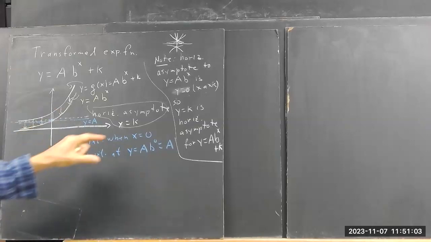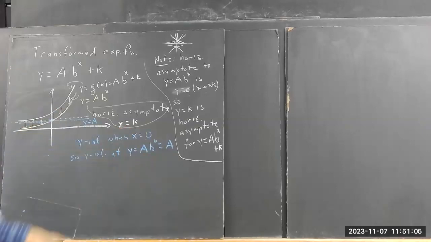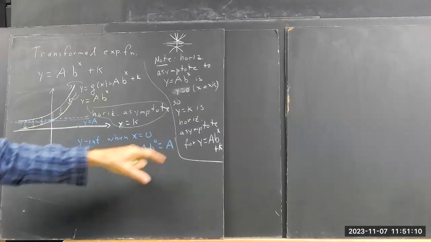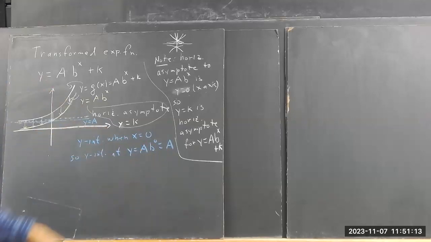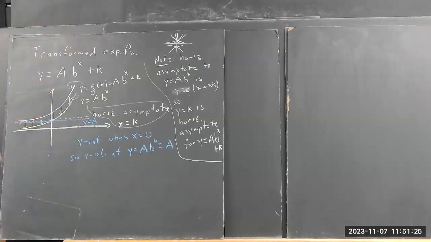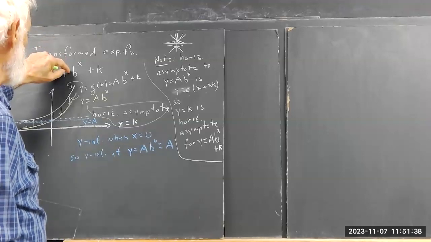The y-intercept occurs when x equals 0, and since b to the 0 equals 1, y equals a on the horizontal asymptote. I'm sorry, on the y-intercept. So you can always take any exponential function of this form, shift it by negative k, which shifts the asymptote down to the x-axis, and then you can identify the value of a. Then you want to evaluate b.